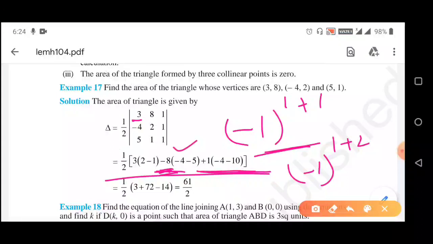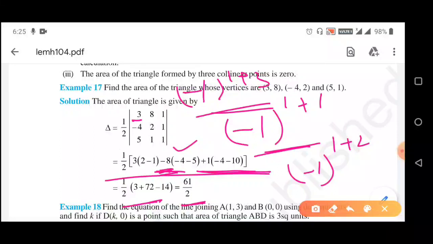Now for this one, 1 into minus 4 minus 10, here they have not written minus 1 to the power 1 plus 3 because minus 1 to the power 1 plus 3 means minus 1 to the power 4 and it will be converted to plus 1. So in this way they have done the calculation and here our answer is already positive.